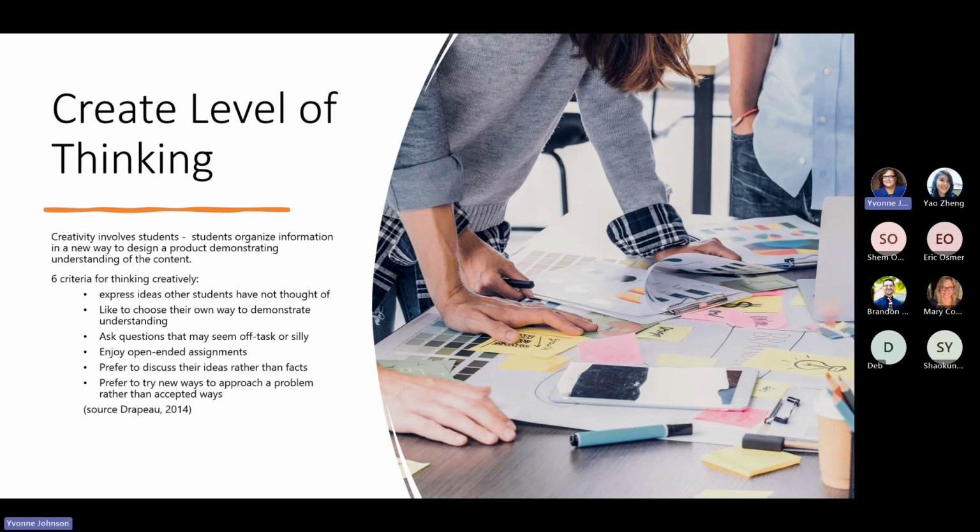And then the highest level of cognition, they're creating something. They're taking all of these different levels of knowledge that they've learned, all of this information, and they're creating something new. And students really get excited about that because they can come up with something that they're excited about.